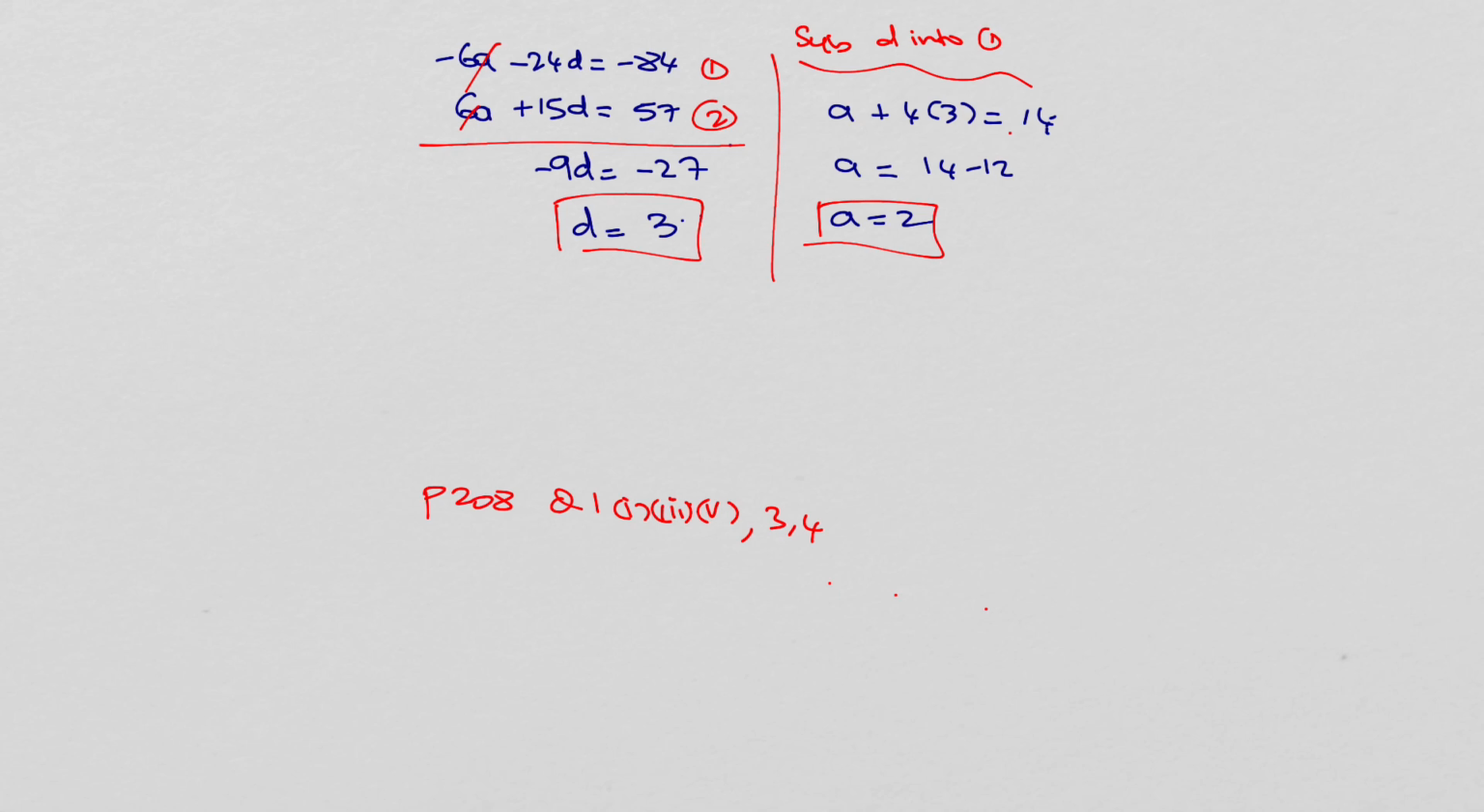Then on the sheet that says find n and S of n, at the very bottom of that page, you're going to do questions 12, 13, and 14. On the sheet that says find a and d, so the simultaneous equations sheet, you're going to do 7 and 9.